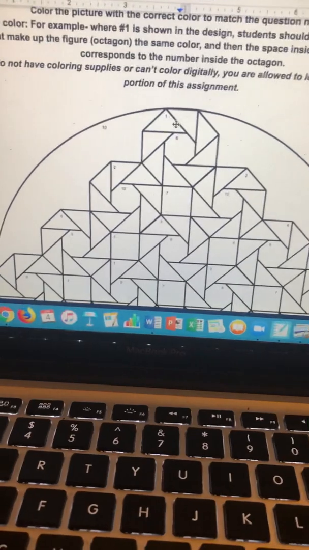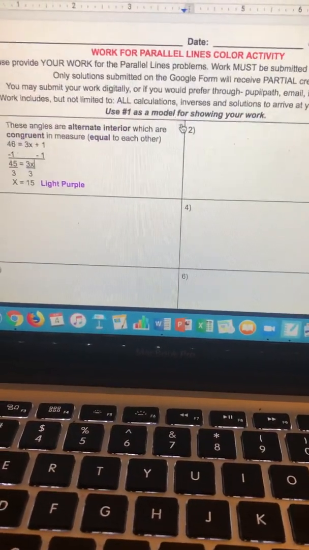If you can't color digitally or if you don't have the supplies at home, this is only an optional part of the assignment. But you have to show me the work in the Google Doc, okay?